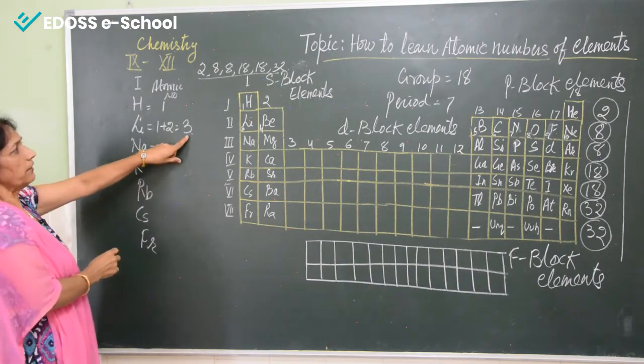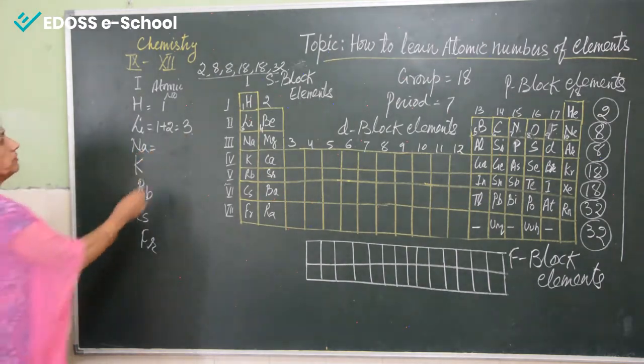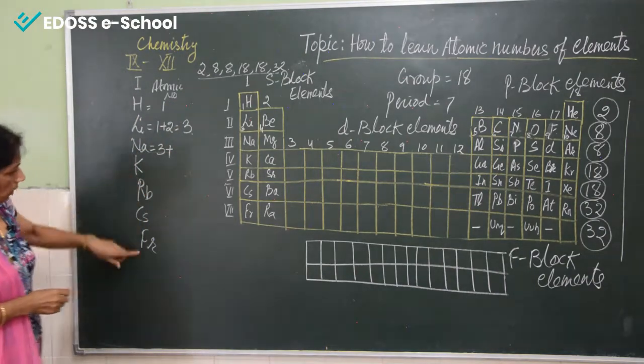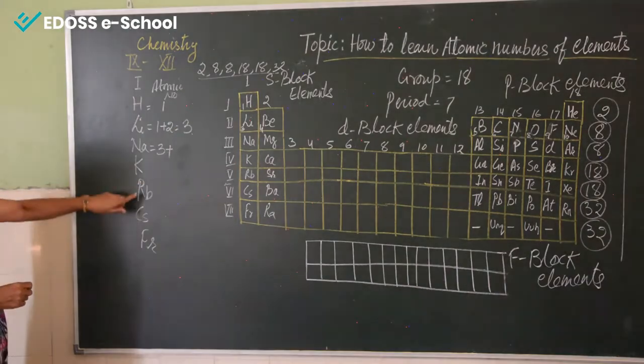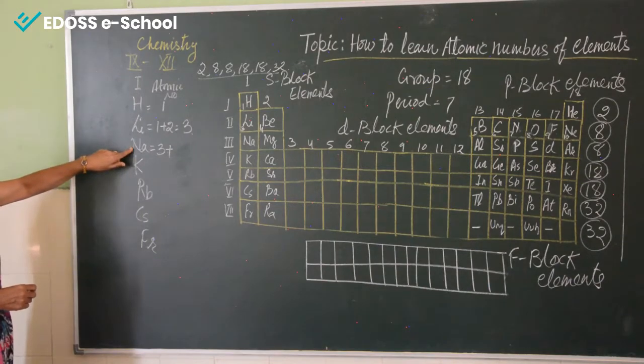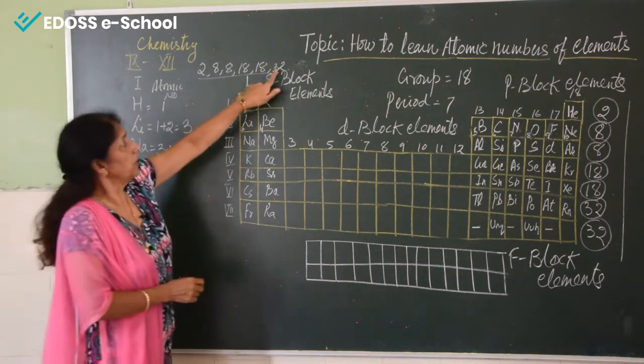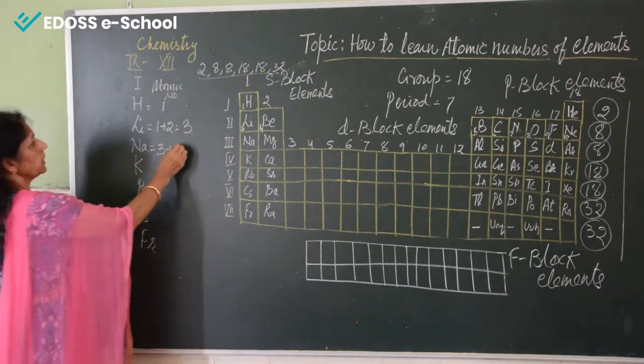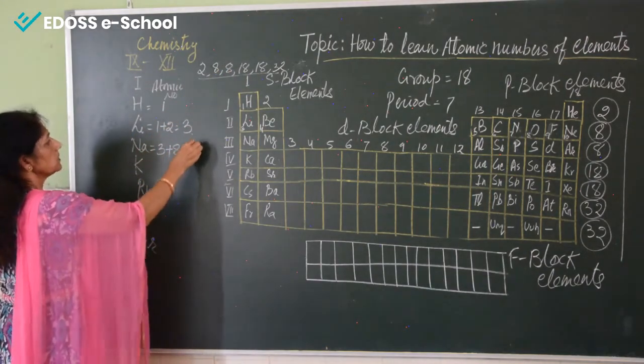We already have 3 here, so we will write 3, and now count from here. This is 1, 2, 3, 4 and 5. So 3 plus 8, this is 11.